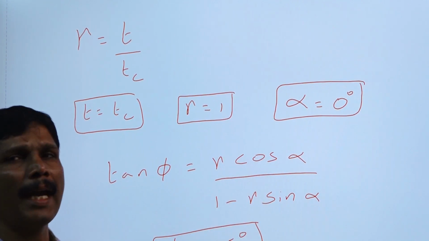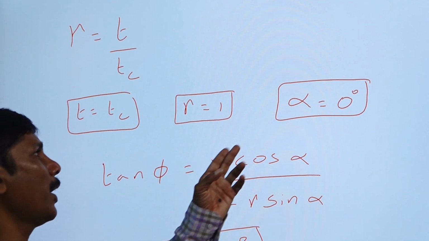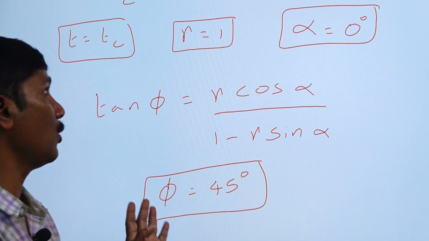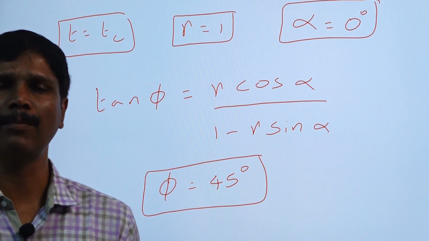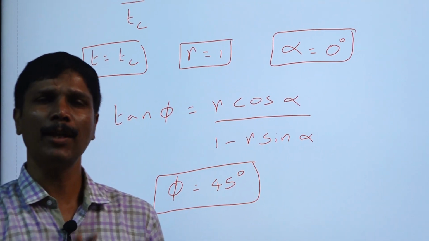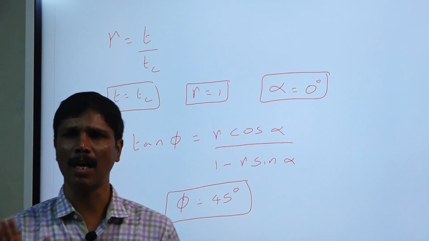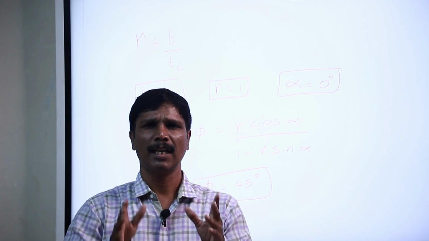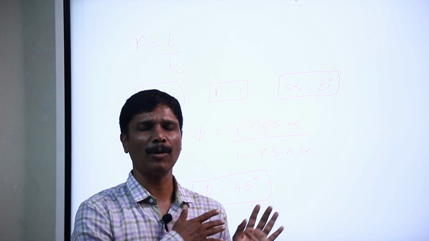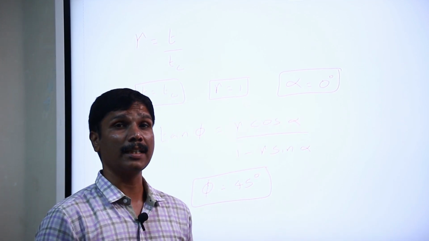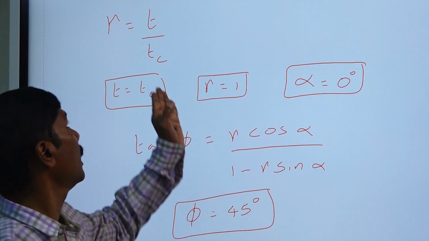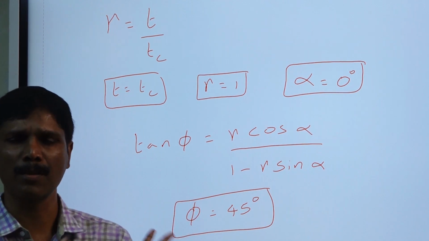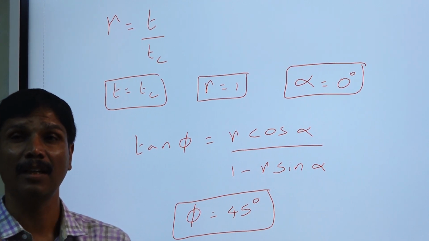And at the ideal condition, alpha equals 0 degree. When r equals 1 and alpha equals 0 degree, you get phi equal to 45 degree. These are the set of values you should remember: r equals 1, alpha equals 0 degree, phi equals 45 degree. Among these, any two variables will be given and one variable will be asked in the exam. There are some questions we have to answer without solving, by remembering the conditions. Those are called condition based questions. So this condition is t equals tc, r equals 1, alpha equals 0 degree and phi equals 45 degree. These data are fixed.